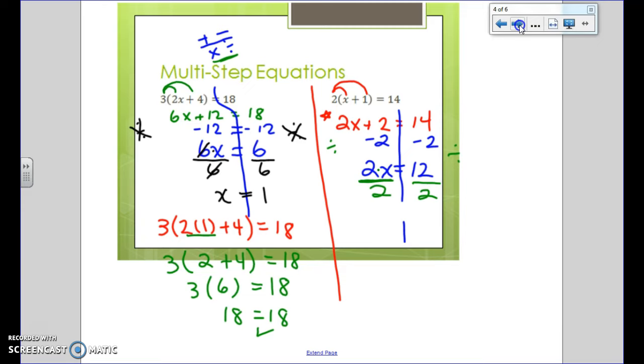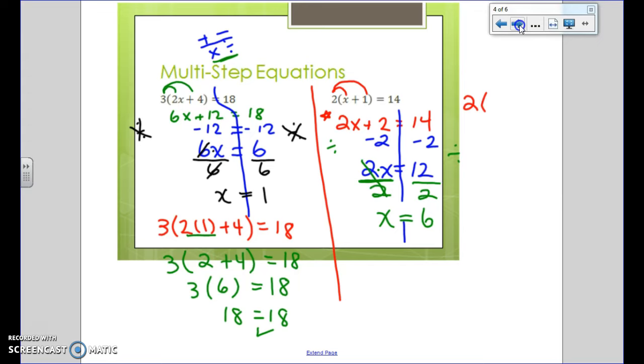So when I divide 2 by 2, I get 1 or 1x in this case. So I know that x equals 12 halves, which is the same as 6, or 12 divided by 2 is 6. I believe the answer is 6. So again, I could check that solution as well, but it's the same process as before.